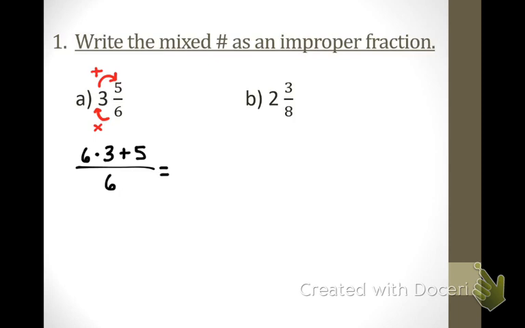Okay, so tell me one more time. What's 6 times 3? 18 plus 5? 23. So your answer, because you're going to keep the same denominator, is 23/6. Let's look at example B.